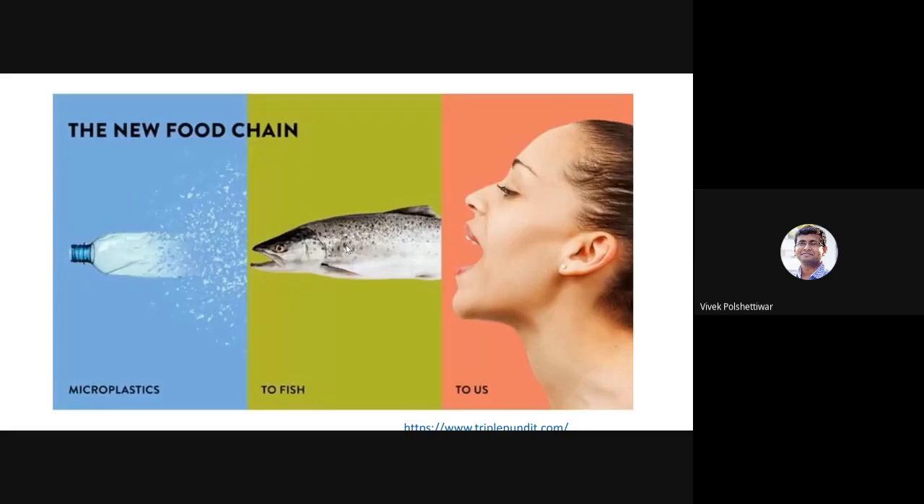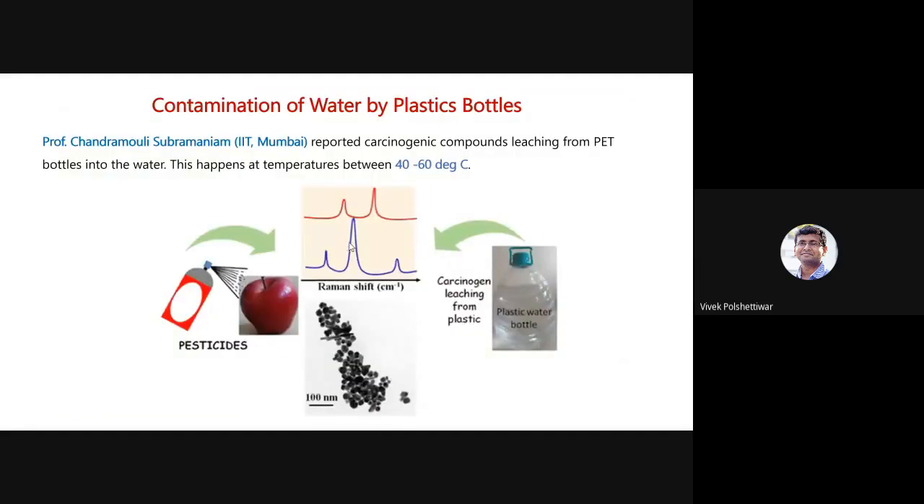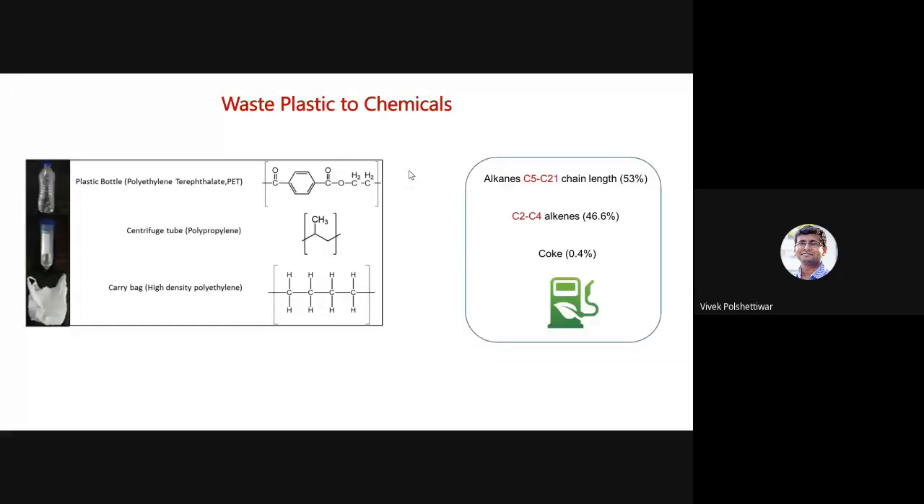Some of you will say, oh, I'm a vegetarian, I don't care. That's not true. See the next example, where if the temperature is between 40 to 60 degrees Celsius, the microplastic and other carcinogenic compounds leach out from the plastic bottle into your water. And 40 to 60 degrees Celsius, like I'm from Nagpur, it's 45 degrees Celsius in summer. Maybe several other places in your region also have high temperatures. You can imagine how serious the waste plastic issue is.